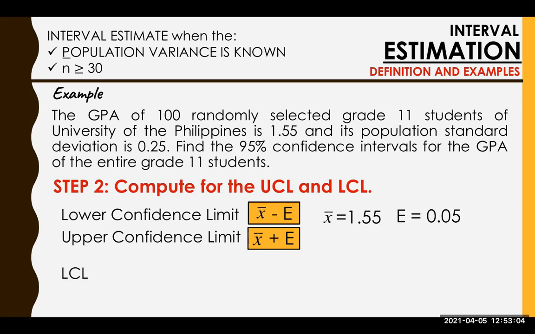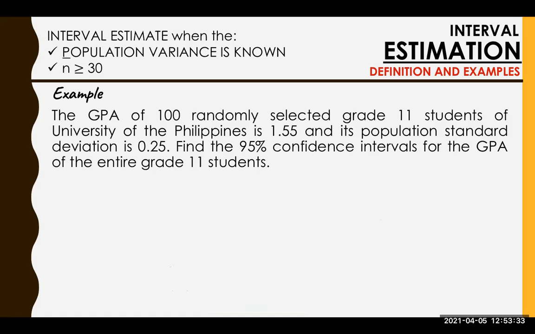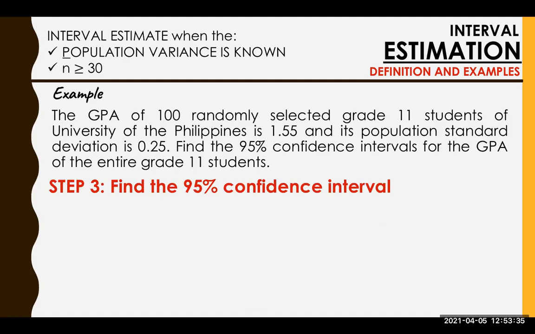So to compute the LCL, we simply subtract 0.05 from 1.55, which is equal to 1.50. And to find the UCL, we simply add 1.55 and 0.05, which is equal to 1.60. So we can say that our LCL is 1.50 and our UCL is 1.60.